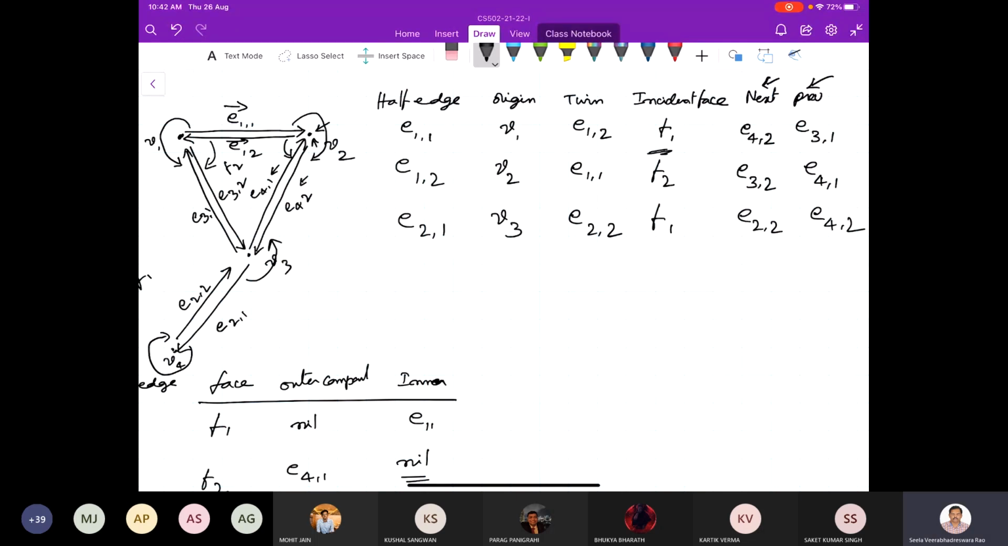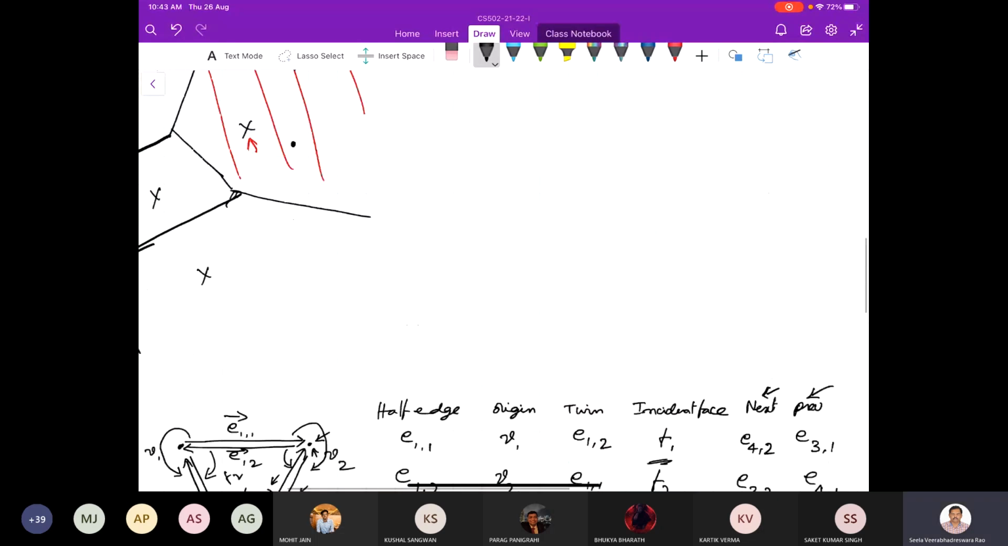Generally, whenever we design any data structure, we want to perform certain operations efficiently. What type of operations can we perform efficiently here? Whenever this planar embedded straight line graph is given to us, what information do we want to extract? Can you think of something?